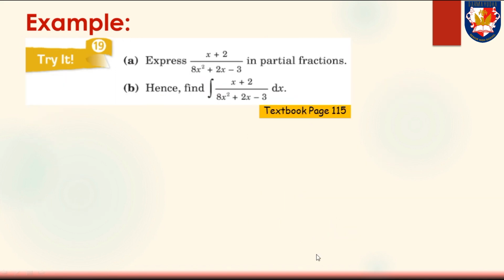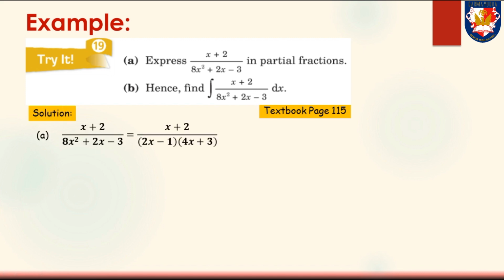Example try 19. Part A, express x plus 2 over 8x squared plus 2x minus 3 in partial fractions. Part B, hence find the integral of x plus 2 over 8x squared plus 2x minus 3 dx. And here is the solution. For part A, x plus 2 over 8x squared plus 2x minus 3 equals x plus 2 over 2x minus 1 times 4x plus 3. We change the denominator to be linear factors.